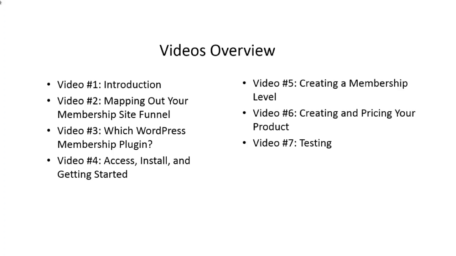So we're going to take a little bit of brainstorming, and then we're going to map it out into a flow chart so that you can see what step 1, step 2, step 3, and so forth is, and that way you're not going to get lost. Then in video number 3, we'll talk about which WordPress membership plugin you should use. Now, obviously, we're going to be covering the WooCommerce platform and the WooCommerce memberships extension that will be a plugin on top of WooCommerce. Video number 4, we'll talk about how do you take that plugin, get access to it, install it, and of course getting started by configuring the settings.